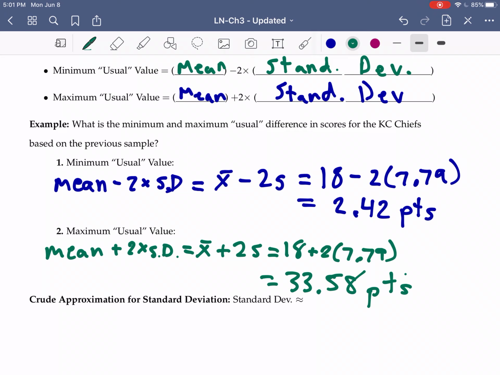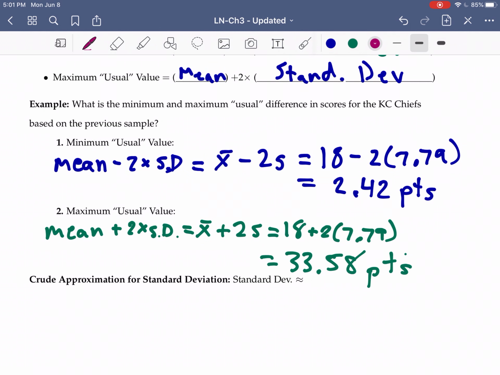This is a football game. You don't have fractions of points, and so in the truest sense, 33.58 as a difference would be impossible. But here, that's kind of where we make that cutoff. So 33 is still usual. 34 is unusual. 2 is unusual. 3 is usual.